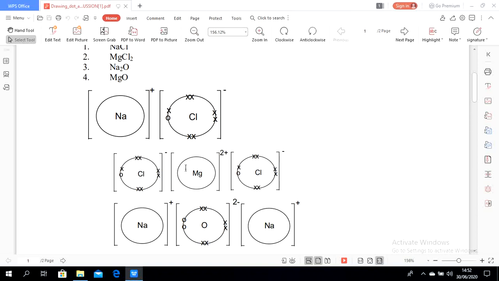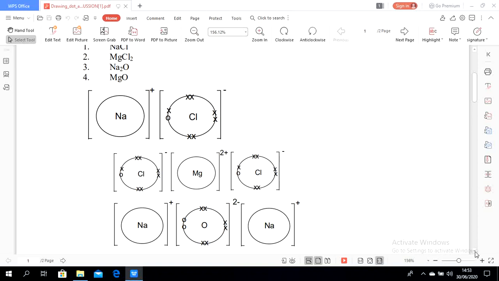And then magnesium chloride, MgCl2. Magnesium has lost its outermost 2 electrons. That's why, when we draw the outermost shell, it is empty. It carries 2 plus. The electrons go to the 2 chlorine atoms. So 1 chlorine will get 1 electron from magnesium. There are 2 chlorine atoms.